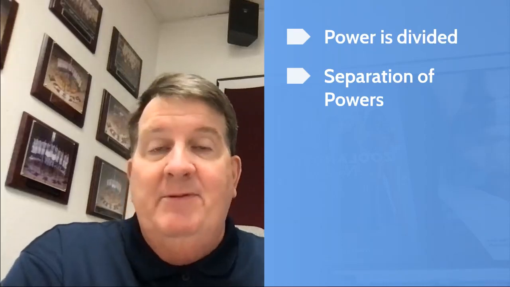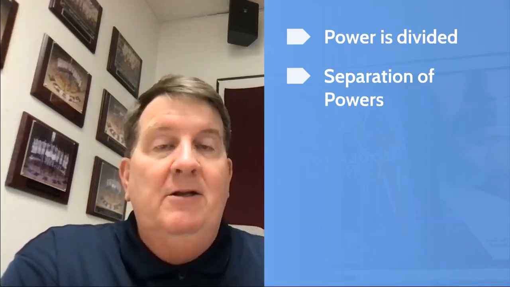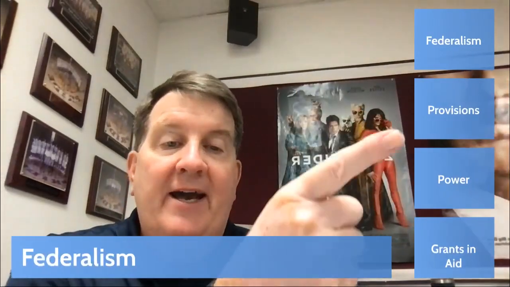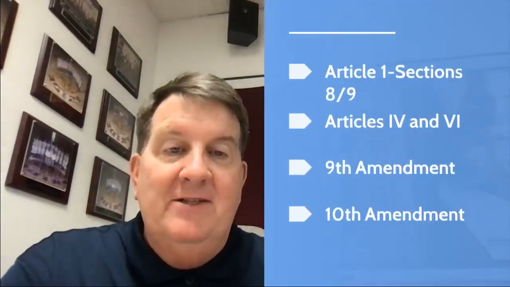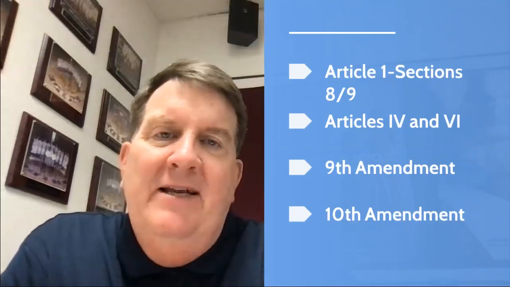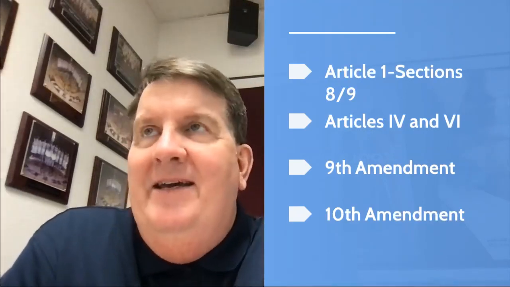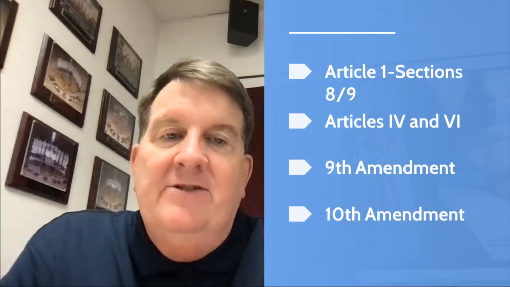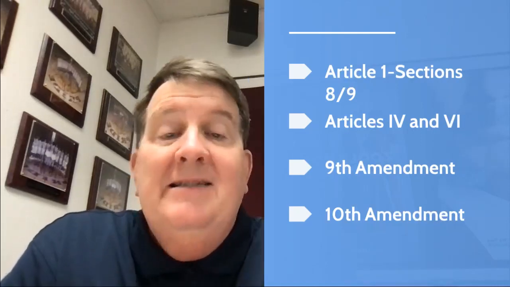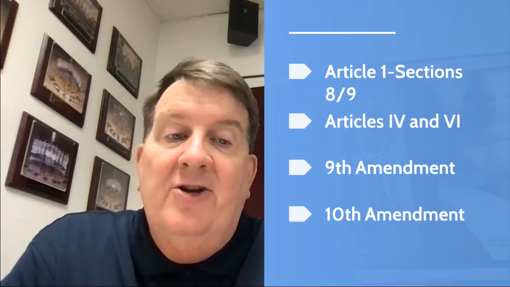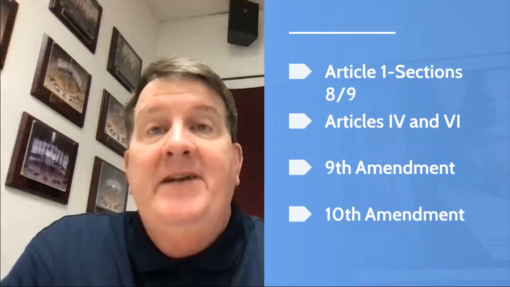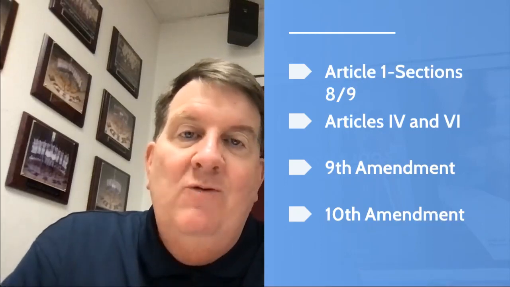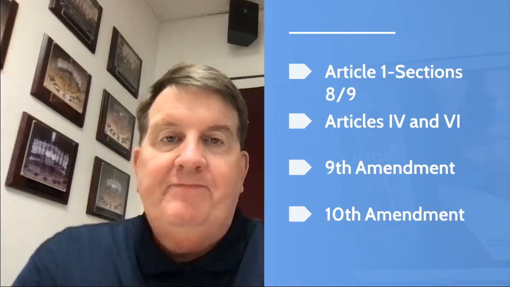So power is divided between the national and the state governments. Let's take a look at that and see exactly what that means. So let's take a look at the provisions. And this is where things get a little, I don't want to say confusing, but trying to think of all these different things. So we have Article 1, Sections 8 and 9, Articles 4 and 6, the Ninth Amendment, and the 10th Amendment. All these are dealing with federalism.